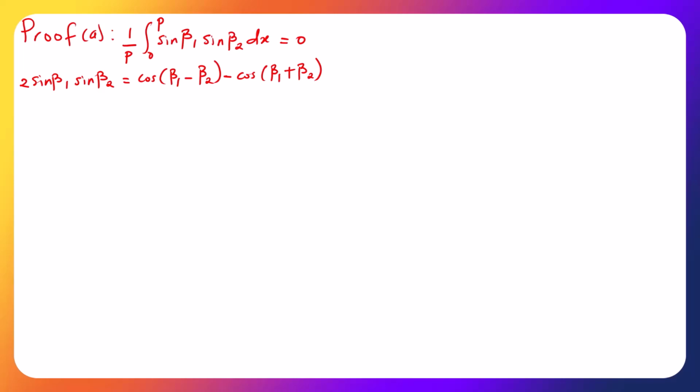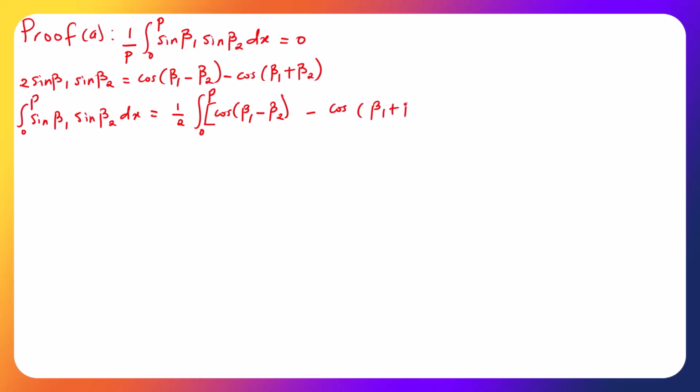So we can therefore write the integral from 0 to p of sine beta 1 sine beta 2 dx as equal to 1 over 2 the integral from 0 to p of cos of beta 1 minus beta 2 minus cos of beta 1 plus beta 2 dx.